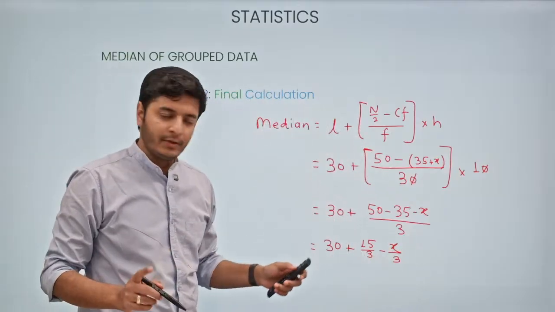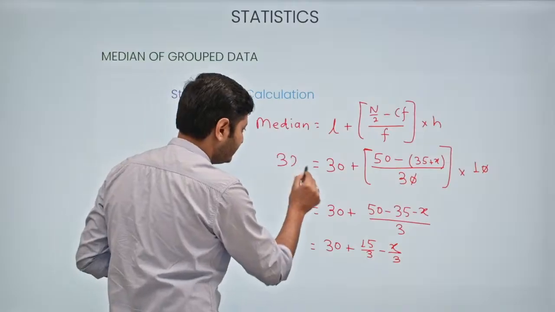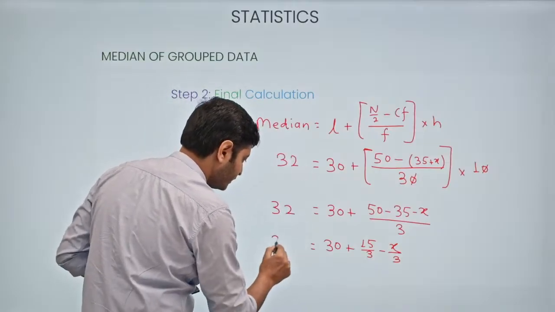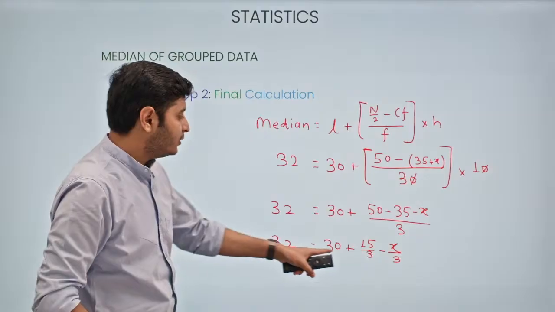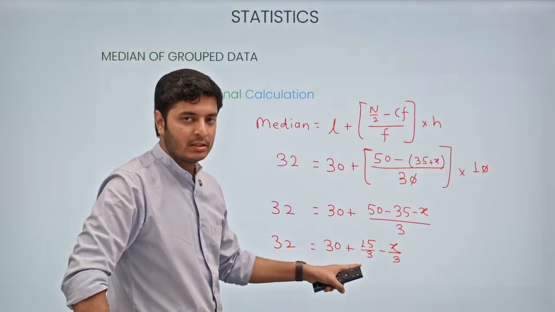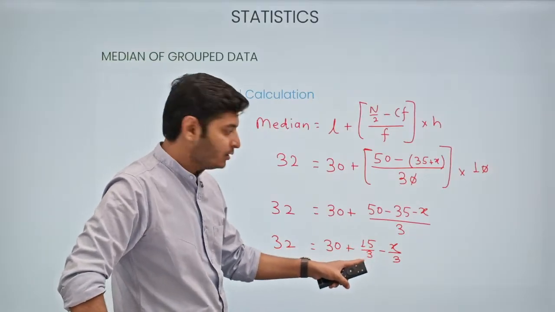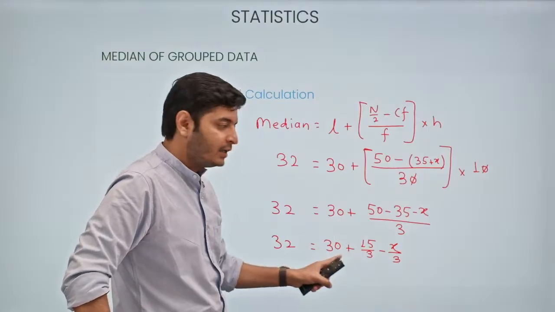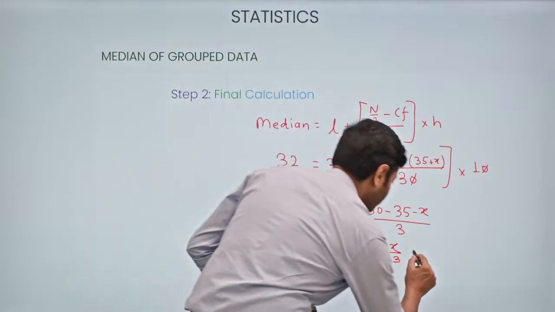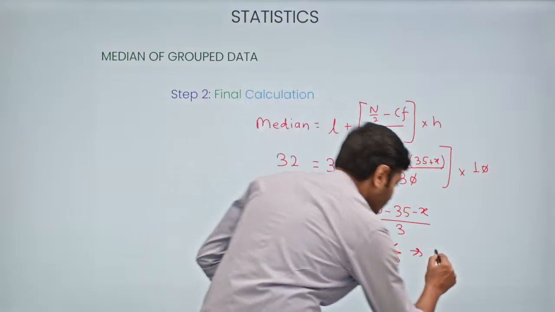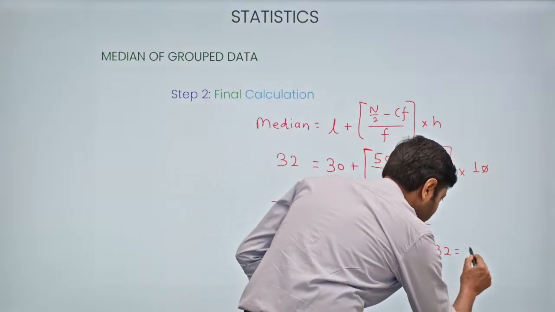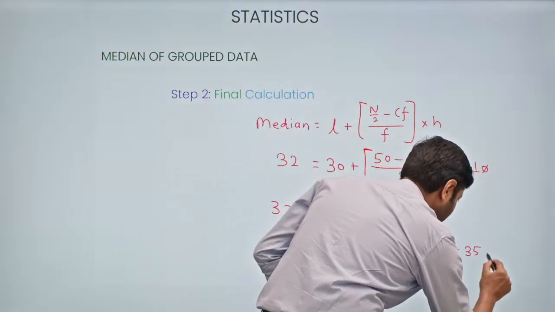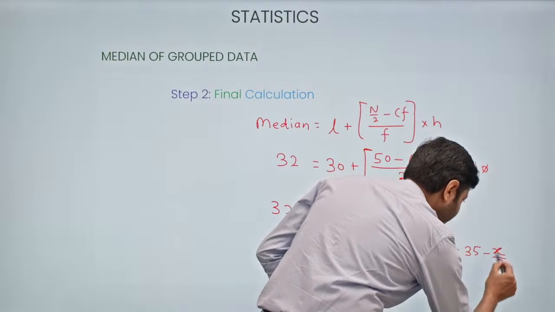Median value we know already, 32. So I'm gonna write the value here, 32. Now 15 by 3 is 5. 5 plus 30, 35. So this is gonna give us 32 is equal to 35 minus x by 3.